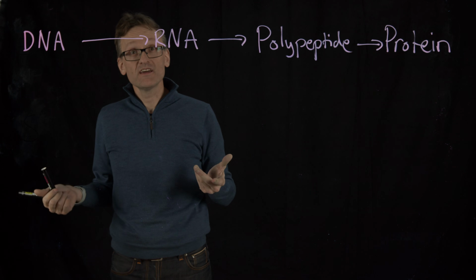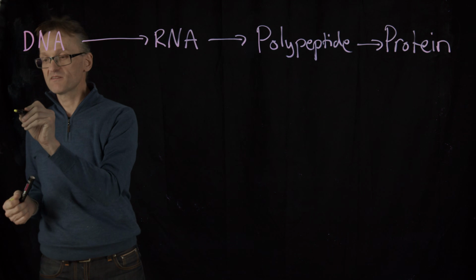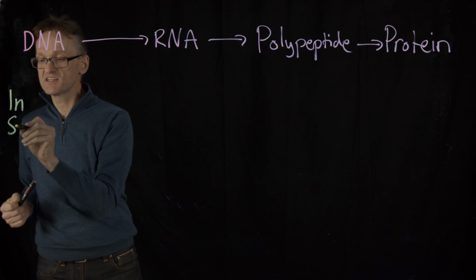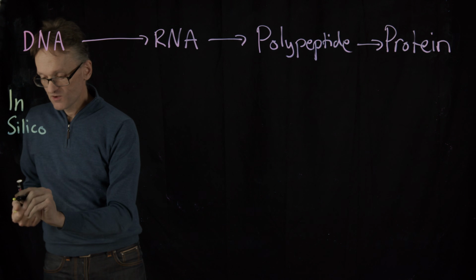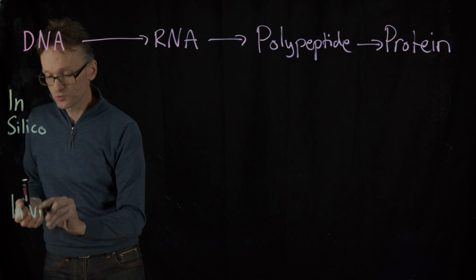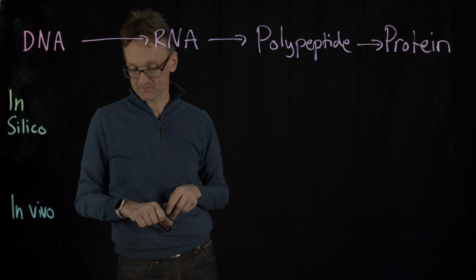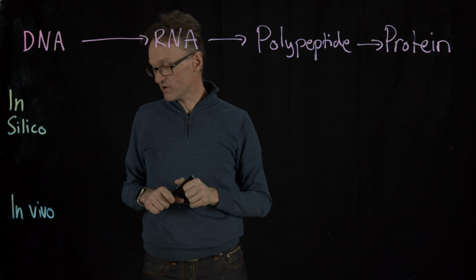But what we have interchangeably done is that we've occasionally looked at this in computers. Another way of identifying that is that we say we do things in silico, or with information, while the traditional way that you do this all the time, even in your sleep, is in vivo, in the cell. And it's interesting to compare these two processes because they're quite different.